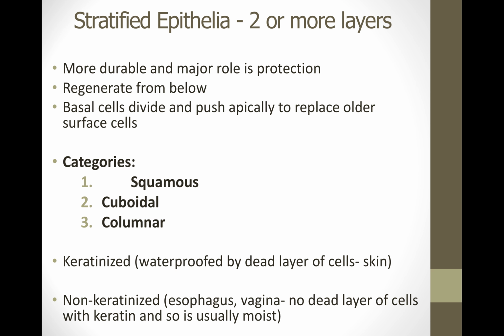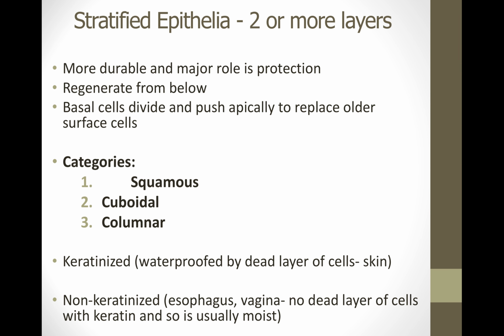Now, if you have multiple layers of epithelial cells stacked on top of each other, you will get a tissue type called a stratified epithelium. Again, this represents two or more layers of cells stacked on top of each other. The most important function associated with a stratified epithelium is protection. By just thinking about this, if you have multiple layers of cells stacked on top of each other, there are more levels of protective functions associated with that.